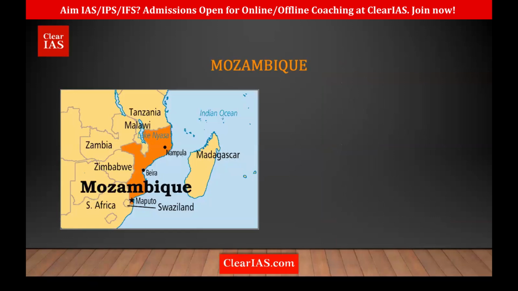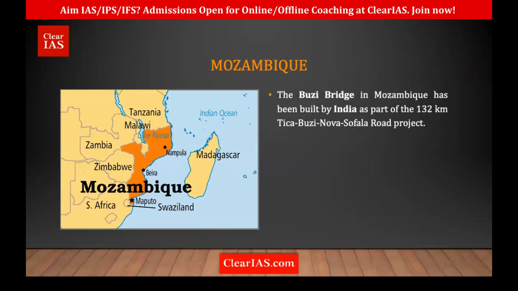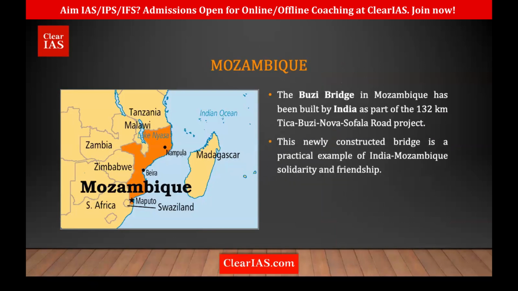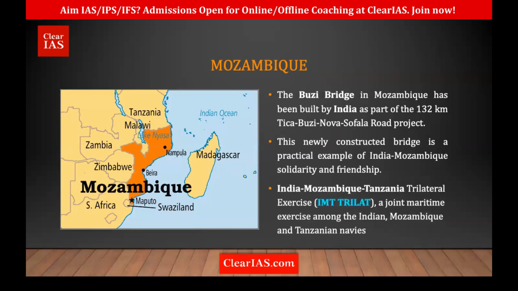It is important mainly because India is constructing a Buzi bridge, as part of the India-Mozambique partnership, solidarity and friendship. Apart from that, there is a trilateral exercise, IMT Trilat, between the navies of India, Mozambique, and Tanzania.